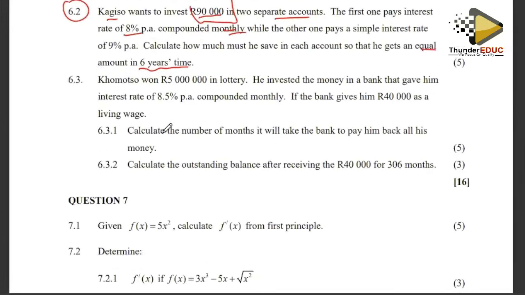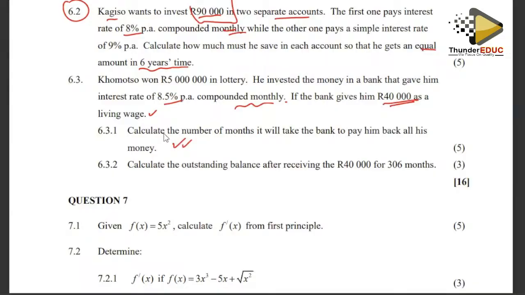All right, 6.3. Almost won 5 million in lottery. He decided to invest the money in a bank that gives him an interest rate compounded monthly. If the bank gives him 40,000 as a living wage, calculate the number of months that it will take the bank to pay him back all his money.